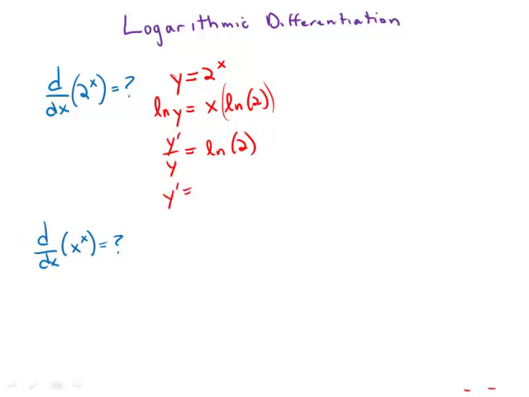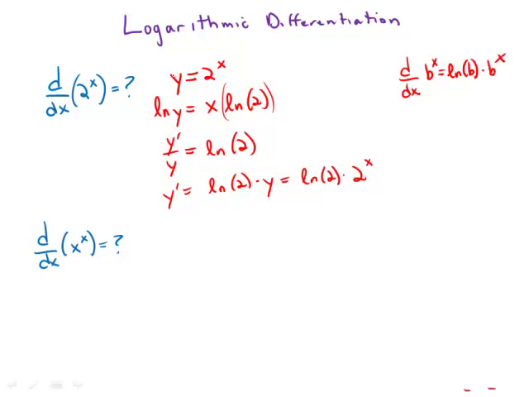So y prime equals log 2 times y equals log 2 times 2 to the x. And that is the derivative of 2 to the x. Anytime that you take the derivative of any base to the x, what you get is the logarithm of that base times the original function.